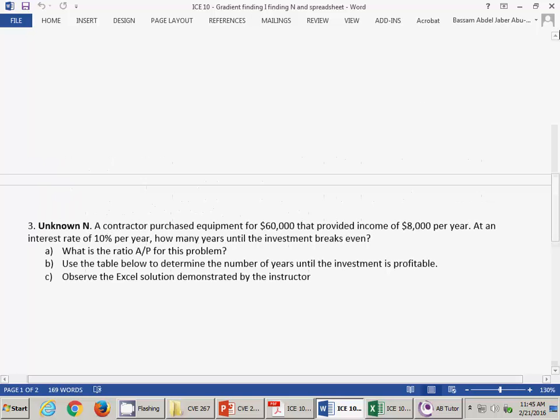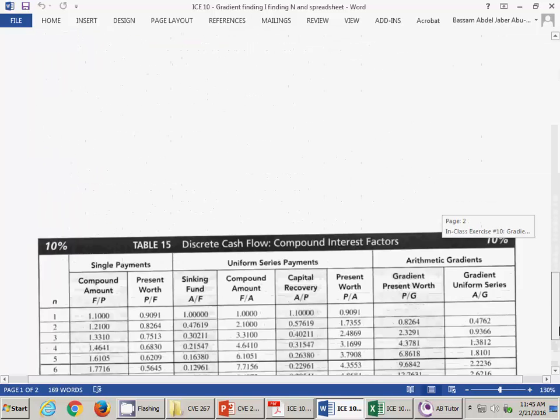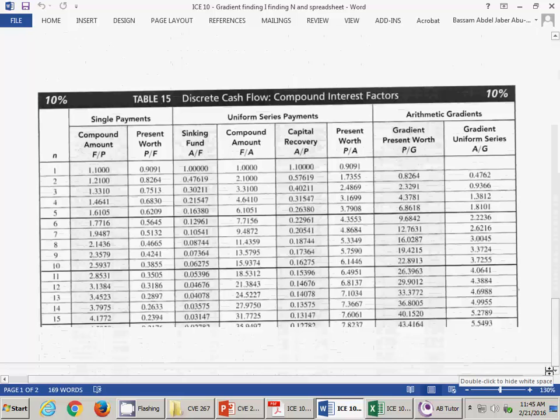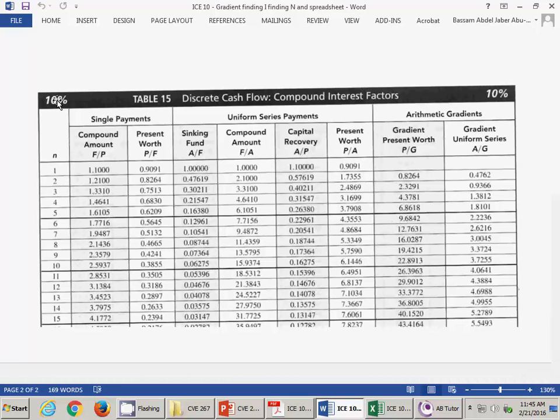Okay, so now let's go down here to the table and find the A/P column. Here it is, A/P. And then this is the 10% table because we are working with an interest rate of 10%. Where do we have it go to that A to P? How many years? Which is it? Is it 14 or is it 15?